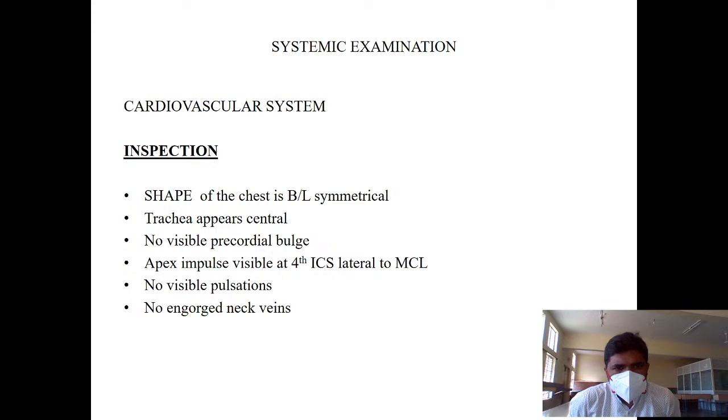The importance of tracheal position is, if the apical impulse is shifted outwards and downwards, then possibly cardiomegaly can be there. The other possibility is mediastinal shift. Whenever the mediastinum has been shifted towards the left side, obviously the apical impulse also will get shifted, but that doesn't mean the child is having cardiomegaly. So how to figure it out? Whether the shift in cardiac impulse is because of cardiomegaly or because of mediastinal shift, you need to look at the trachea.